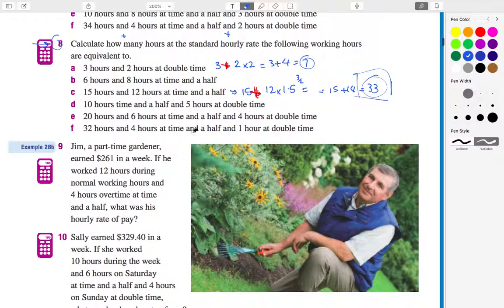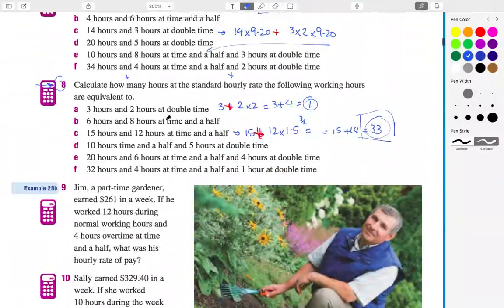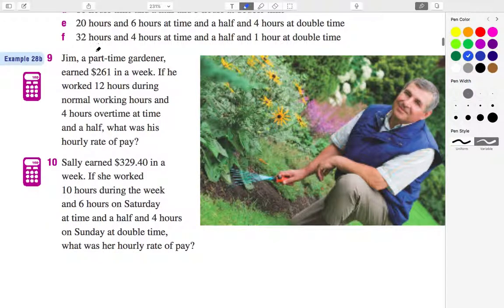So it's essentially the same thing. So let's see where we're up to. Alrighty. So looking at question 9. Jim is a part-time gardener, earns that much dollars per week if he worked 12 hours during normal working hours and 4 hours at time and a half. What was his hourly rate of pay?